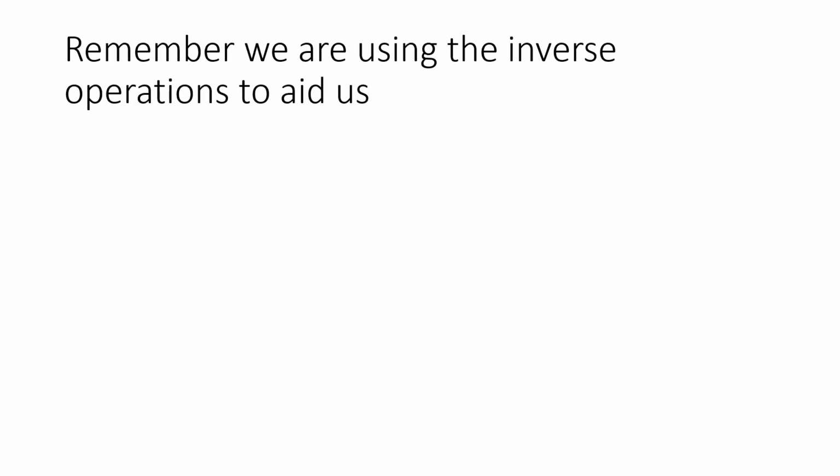Now remember that we're using the inverse operation to help us. So looking at this example, what's the inverse operation that we need to use? Have a think. Yep, that's right. So we have x divided by 3 is equal to 6. So that means that we're going to have to multiply both sides by 3 using the inverse operation. We multiply both sides by 3, we'll get x on its own. 6 times 3 is 18.